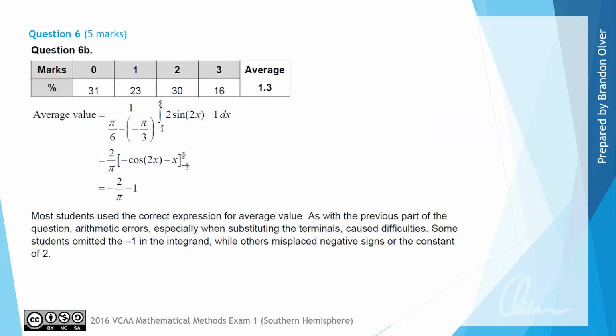So for this question we can see that 31% of students got no marks, ranging up to 16% of students that got all 3 marks. So the examiner goes on to say that most students used the correct expression for the average value. As with the previous part of this question, arithmetic errors, especially when substituting the terminals in, cause students difficulty. Some students omitted the negative 1 in the integrand, which was this bit just up here, while others misplaced negative signs or the constant of 2 throughout their working.